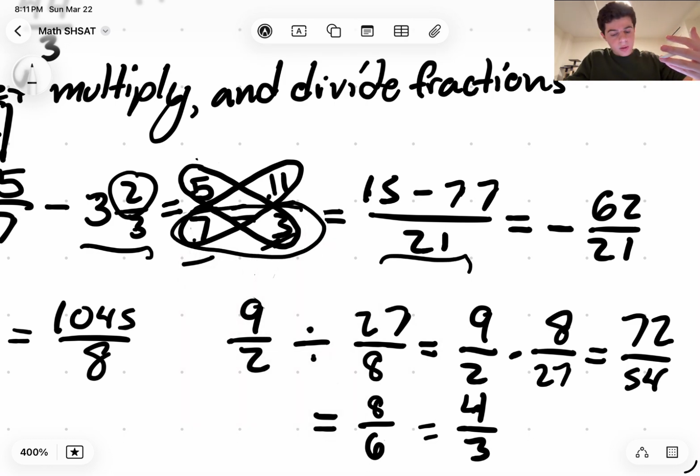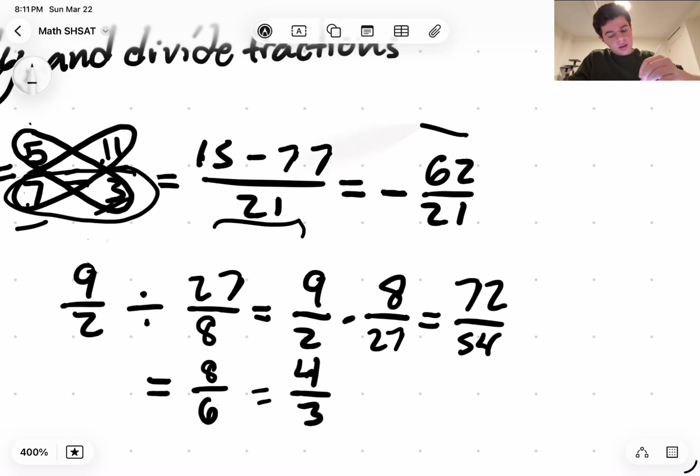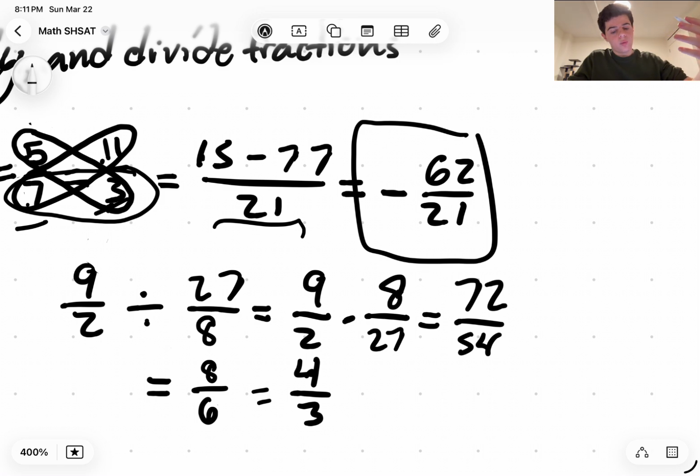So now we have a common denominator, and you can just simplify this. When you subtract, you get negative 62 over 21, which is going to be your final answer. And you can also obviously convert to mixed, but I'm not going to do that right now.